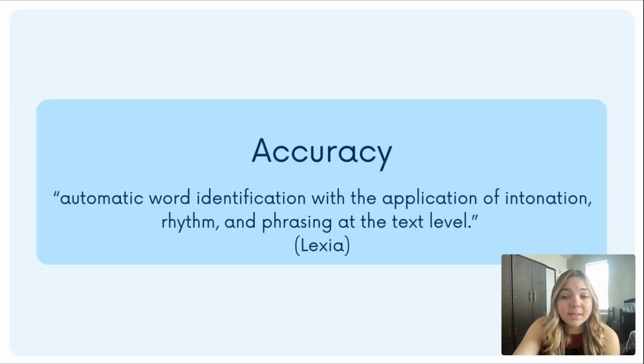First, accuracy is crucial to assess if students can correctly decode the words. Phonemic awareness, phonics, blending, and many other factors are combined to achieve accurate reading. Lexia defined accuracy as automatic word identification with the application of intonation, rhythm, and phrasing at the text level. The word for this word recognition is called automaticity.